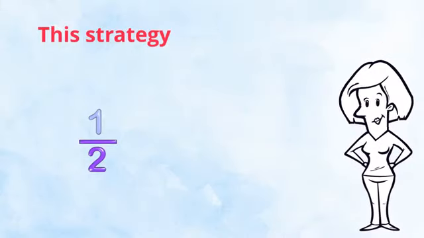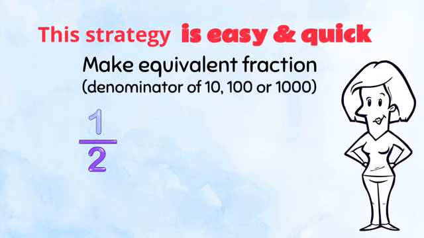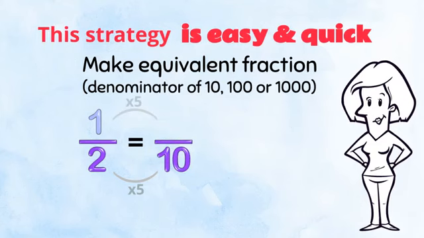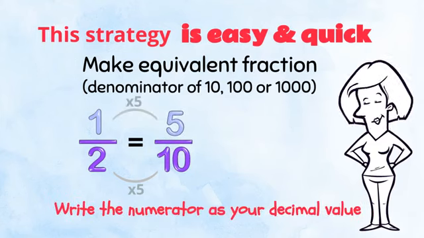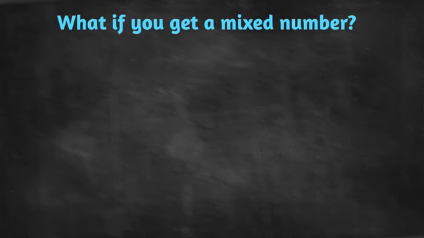This strategy is easy and quick. Make an equivalent fraction with a base 10 denominator. Keep it as low as you can though, always. Finish your equivalent fraction, then just write the numerator as your decimal value. Super easy. And what if you get a mixed number, like this?